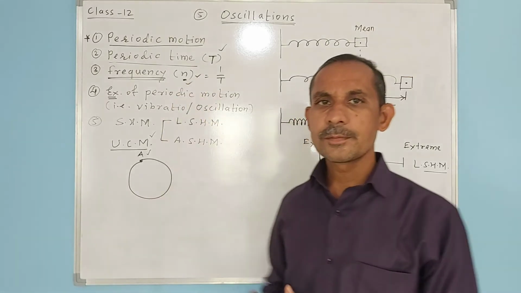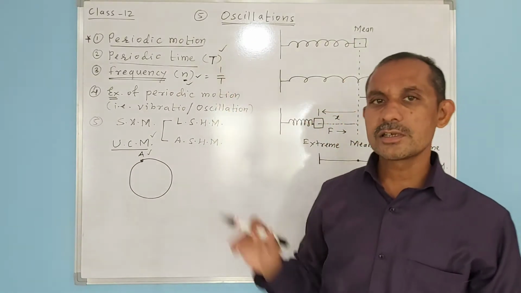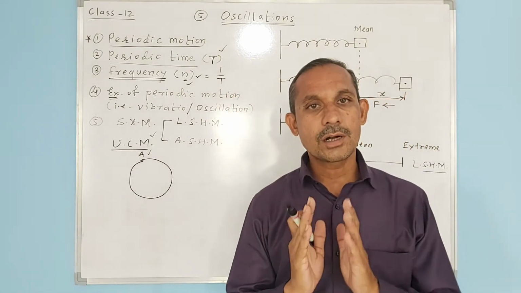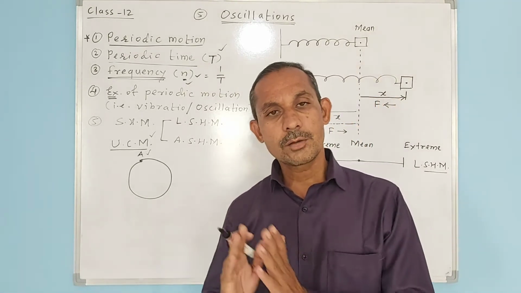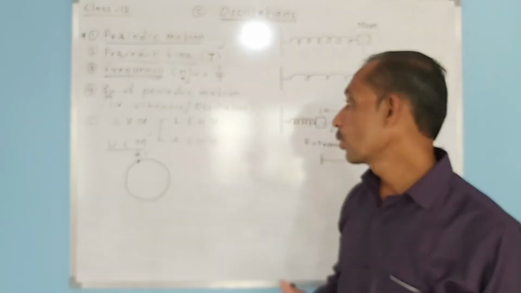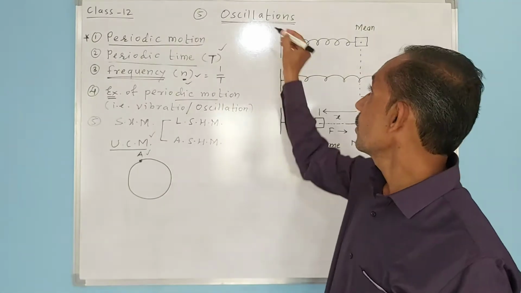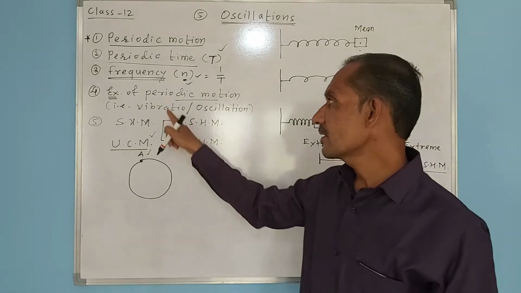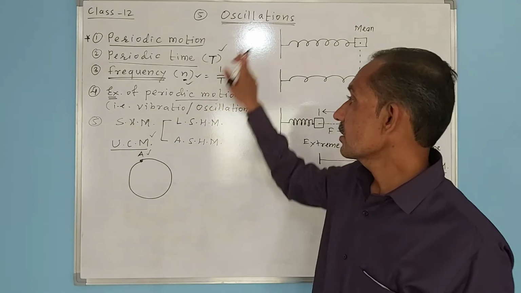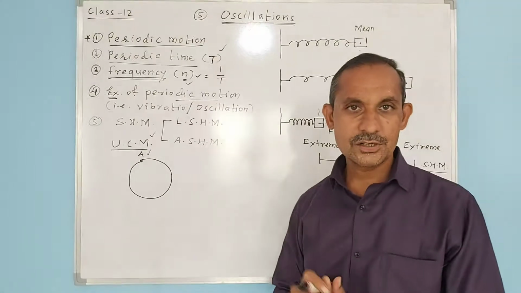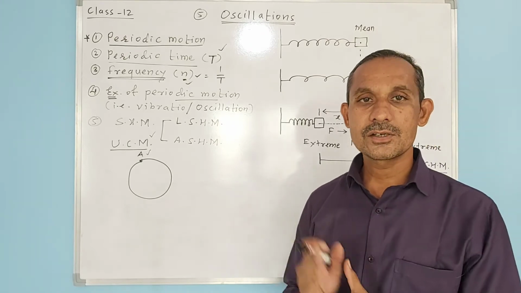Now in this chapter, the second motion is oscillation. Oscillation is also one of the examples of periodic motion. Oscillation is also called vibration; oscillation has another name, vibration.